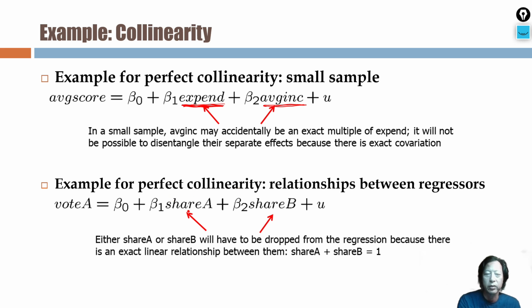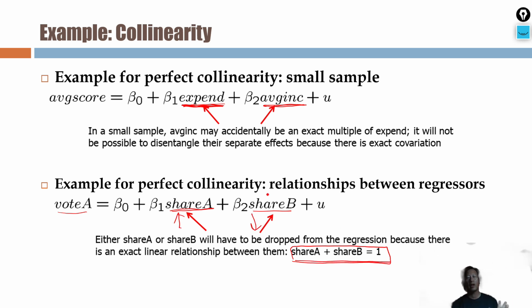This case is the relationship between regressors, a perfect correlation. Share A and share B have a relationship like this, right? So when one goes up, the other goes down. It has a kind of perfect negative correlation. In this case we have to take one of them out.